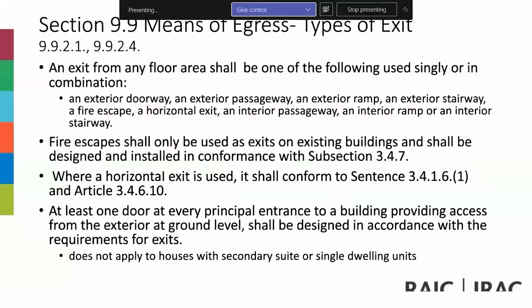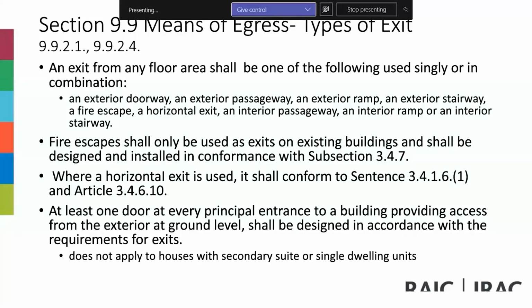9.9.2.1, 9.9.2.4, means of egress types of exits. An exit from any floor area shall be one of the following used singly or in combination. We get that quite a bit in terms of questions. Yeah, you can combine different types of exits. You can have an exterior doorway, an exterior passageway, an interior exit leading to an exterior passageway, an exterior ramp, an exterior stairway, a fire escape, a horizontal exit, an interior passageway, an interior ramp, or an interior stairway.